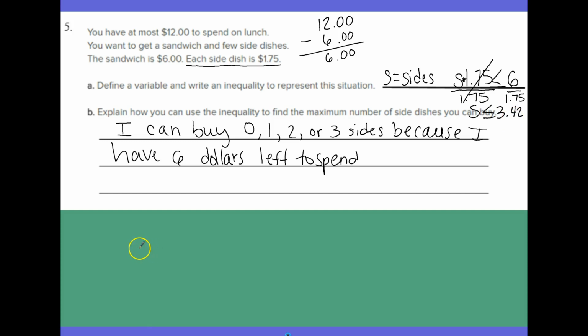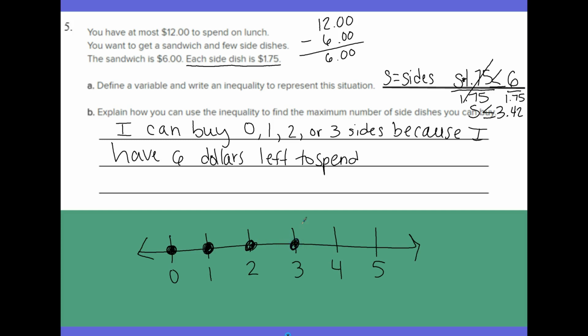Now, I'm going to draw a number line at the bottom. I have 0, 1, 2, 3, 4, 5. So if we were to graph the number of sides that I can buy, I would graph it this way. I could buy 0, or if you just got nothing, I could buy 1, 2, or 3.